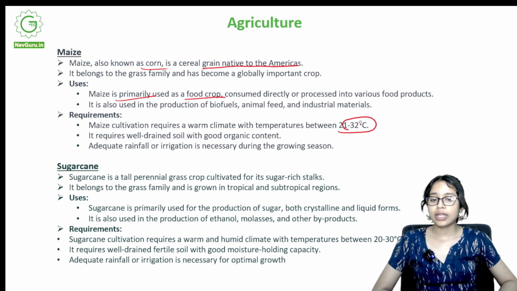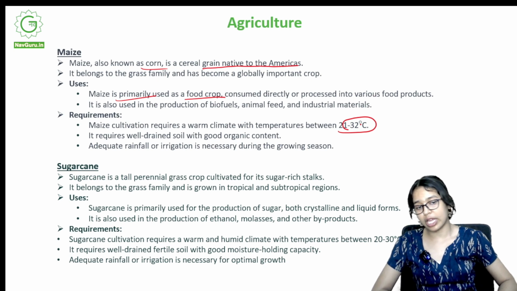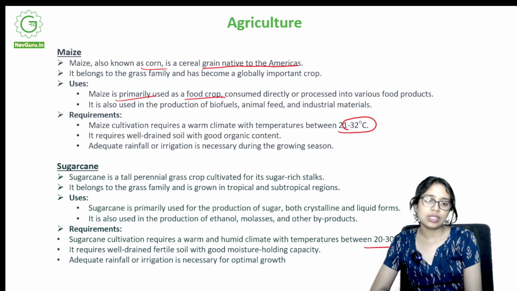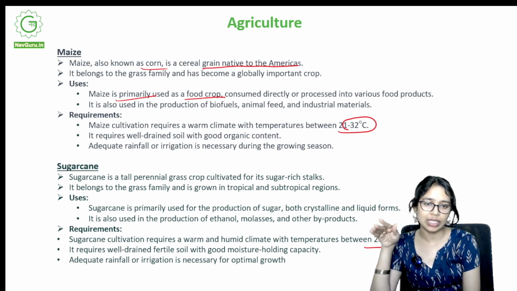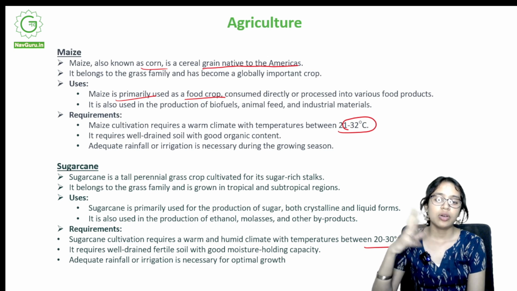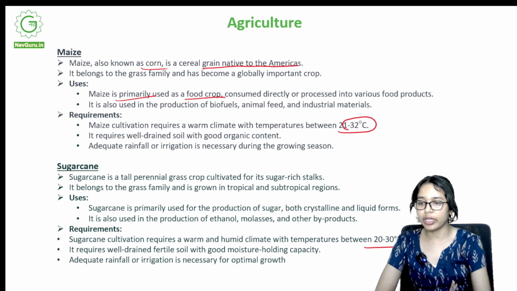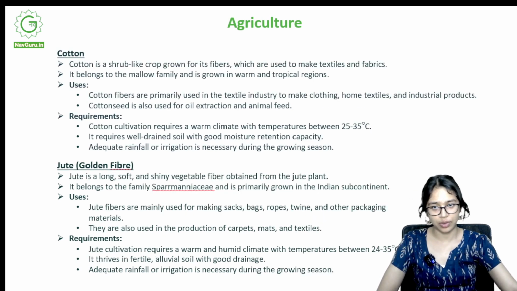Requirements. Sugarcane cultivation requires a warm and humid climate with temperatures between 20 to 30 degrees Celsius. So you see, when it mentions warm, you can actually go from the range of 20 till 35 at max. Okay, it requires well-drained fertile soil with good moisture holding capacity. Adequate rainfall or irrigation is necessary for optimal growth.